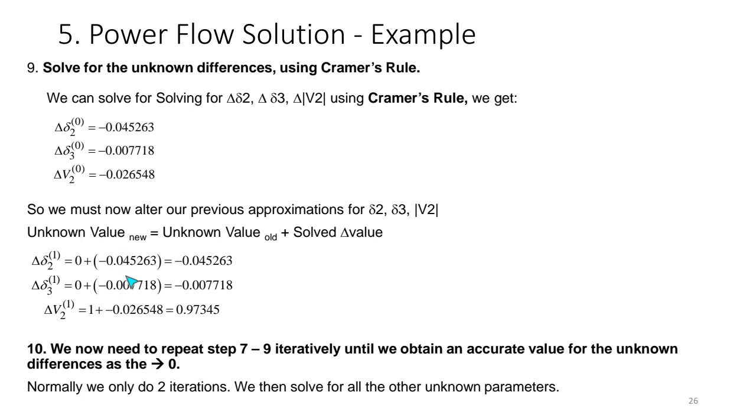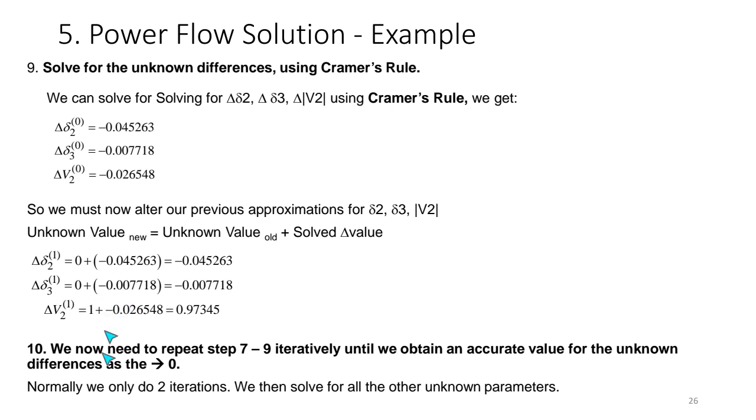Even in MATLAB and DIgSILENT also, I can show you where the tolerance is assumed. The tolerance is usually assumed as 10 power minus 4 or 10 power minus 5. So what we are trying to see is that the delta delta 2, delta delta 3 and delta V2 we calculated must all be 10 power minus 4. Then the solution will be converged.